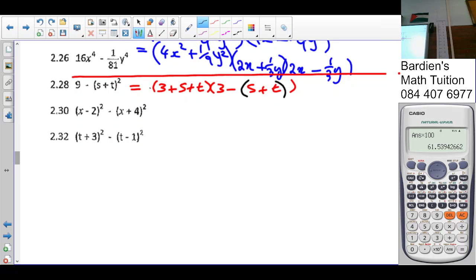Okay, why must it be a bracket? More than one term following a negative sign. So you multiply, get rid of the bracket. So that's going to give you 3 plus s plus t, 3 minus s minus t.